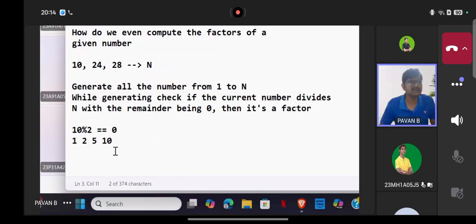Now in that case, you may decide that instead of going up to 10, I will stop at 9. Because if I don't even visit 10, then it won't be a factor, right? So 9, however, is not a factor. So my factors are only 1 to 5.